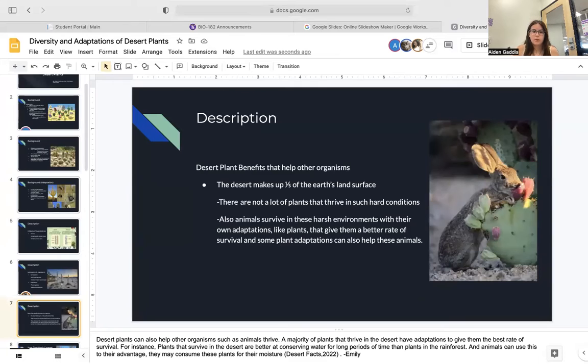Desert plants also help other organisms such as animals thrive. The majority of plants that thrive in the desert have adaptations to give them the best rate of survival. For instance, plants that survive in the desert are better at conserving water for long periods of time than plants in the rainforest, and animals can use this to their advantage. They may consume these plants for their moisture.